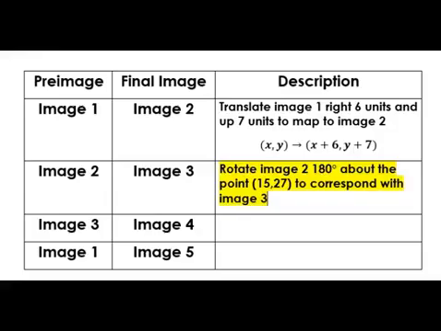Since each ordered pair of image 2 mapped to an ordered pair on image 3 by moving along a circular arc equivalent to half of a circle, the students described the transformation as a rotation of image 2 180 degrees about the point (1, 5, 2, 7).